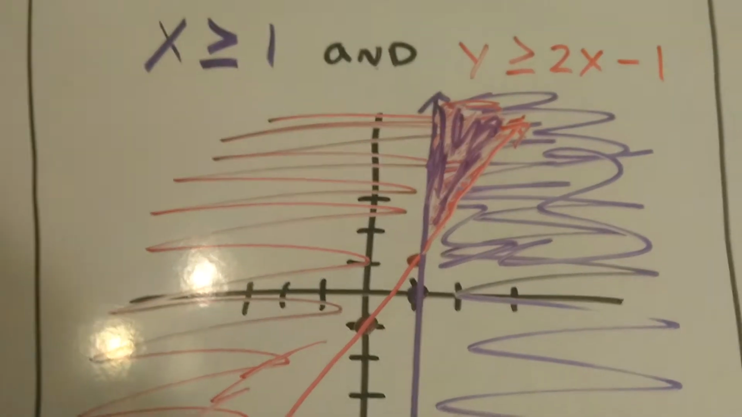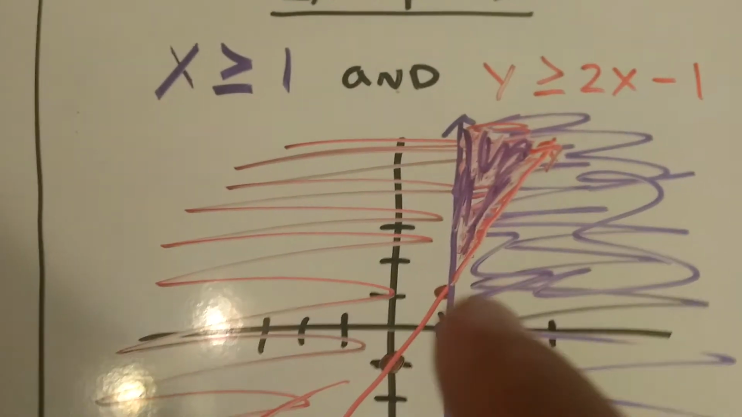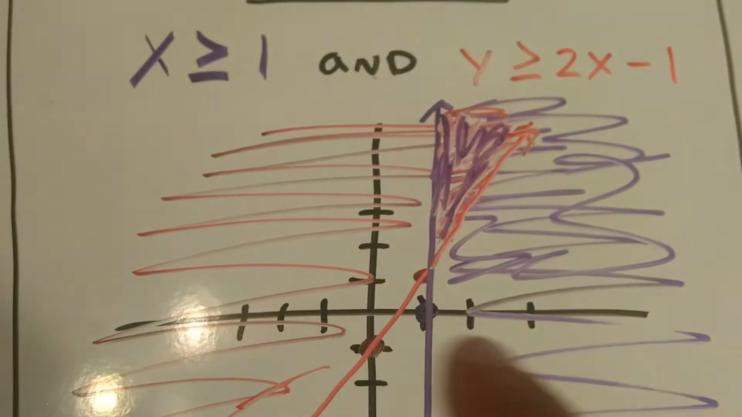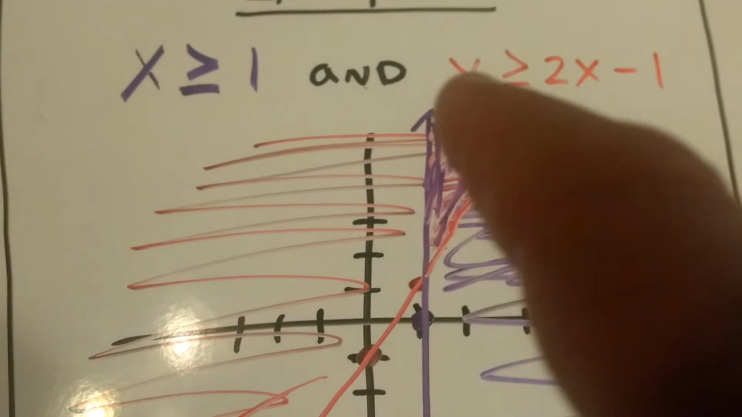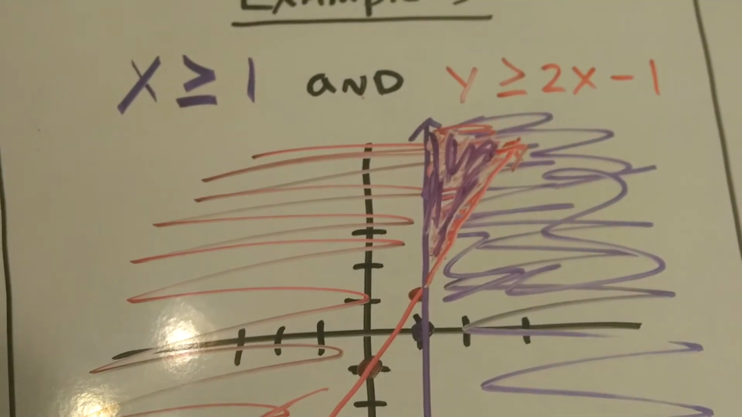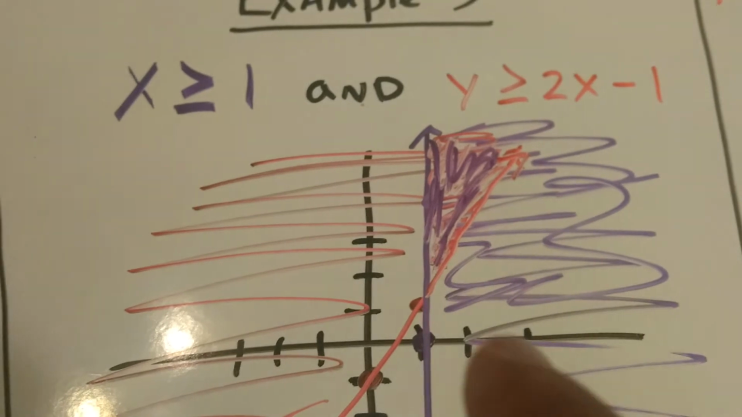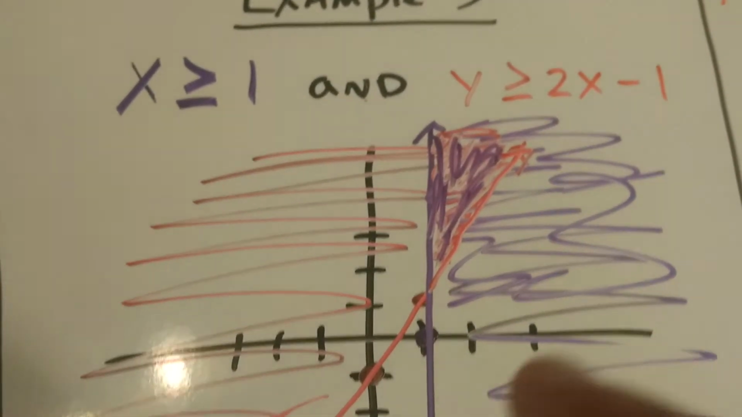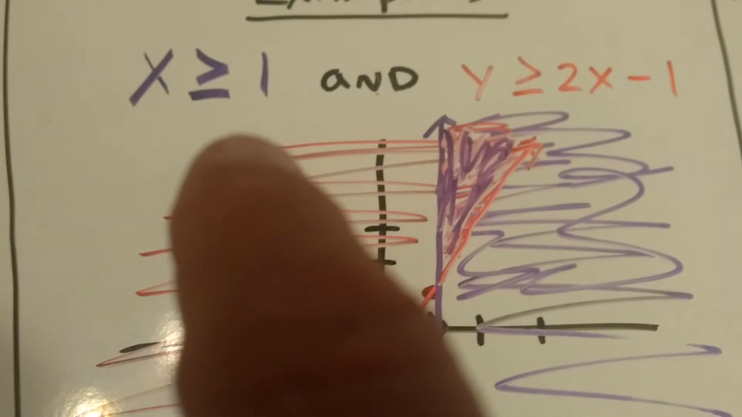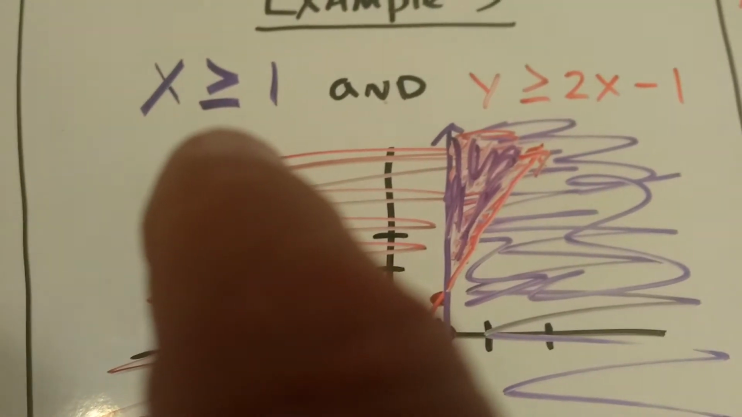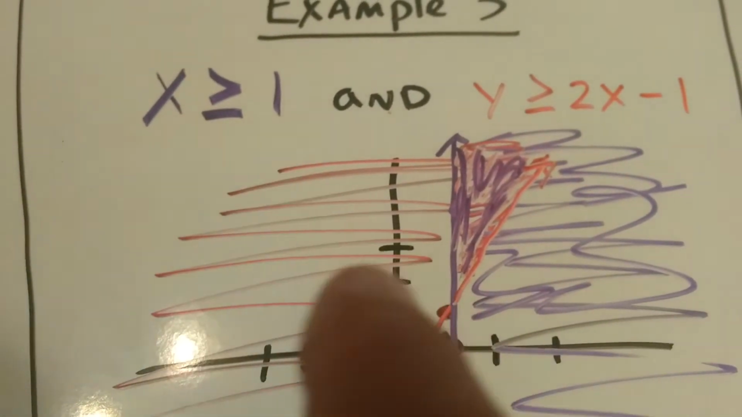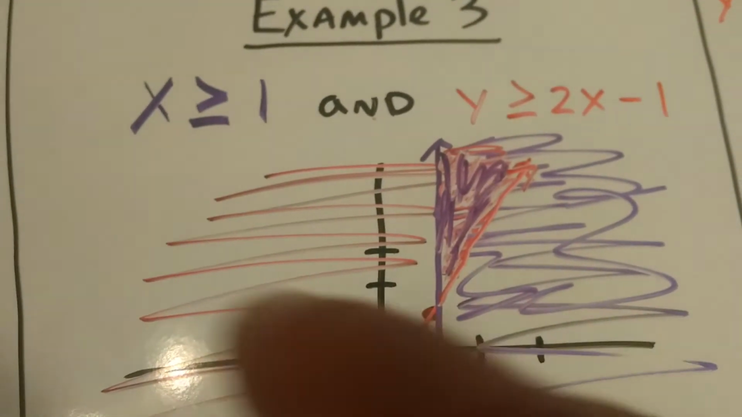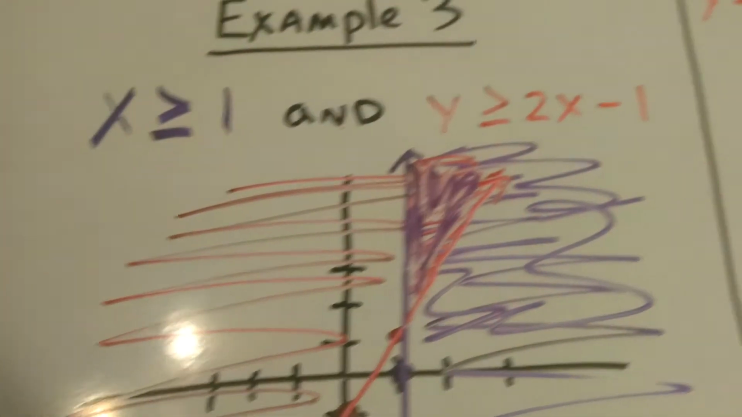Now, when you give me this as an answer, if you don't give me this and this, not a problem. But you had better give me the shaded area that's a solution. You had better show me that it's the shaded area that we need. Also, remember, and I can't say this enough, make sure you understand, greater than or equal to, less than or equal to, solid line. Greater than, less than, dashed line. If you don't do that, I will mark it wrong.